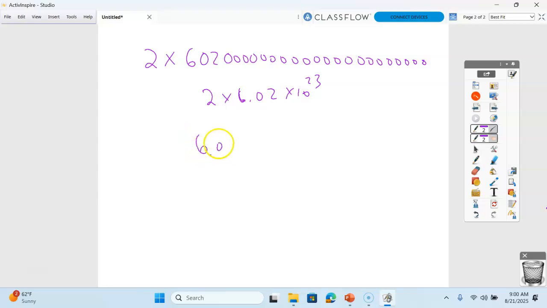So if I have 6.02, I move 23 places: 1, 2, 3, 4, 5, 6, 7, 8, 9, 10, 11, 12, 13, 14, 15, 16, 17, 18, 19, 20, 21, 22, 23. And then you put all the zeros in and you get the same number I have up there. Okay? So it is the same thing. It's just a lot more compact. Is everybody happy with that? Yeah. All right.